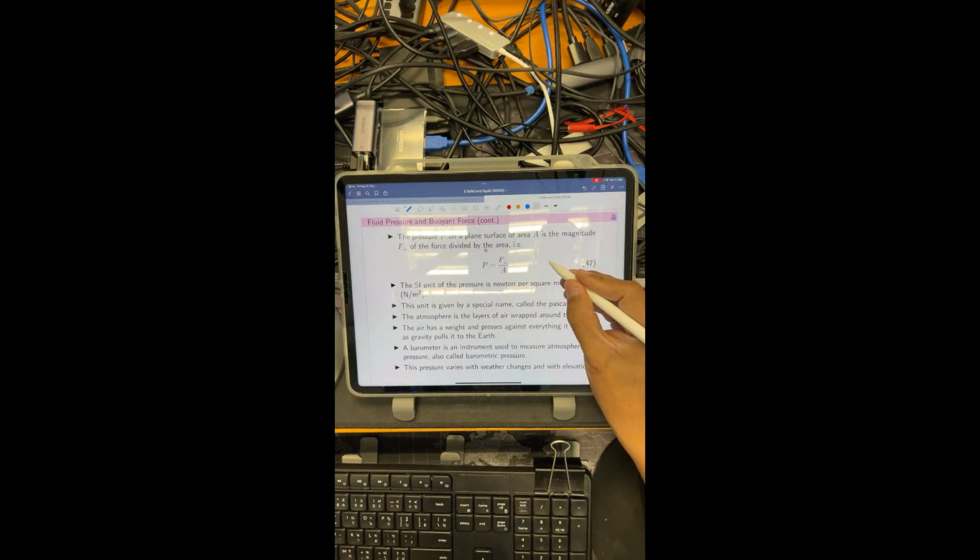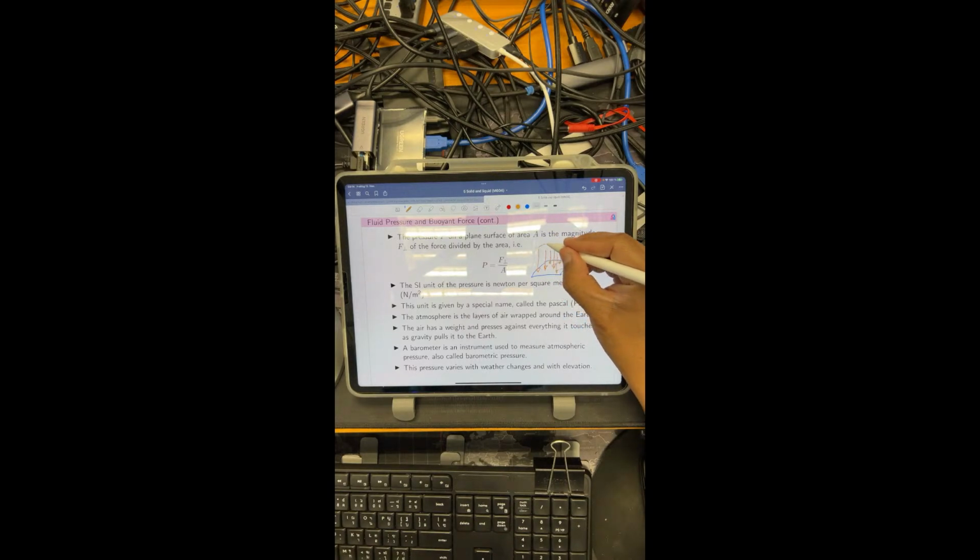Let's say you have an area A here, and you have the force exerted on this area uniformly, everywhere with the same magnitude, and this one is F perpendicular. You have the pressure, which is the ratio between the force exerted on that area divided by the amount of that area. This force should be perpendicular to the plane of this area.